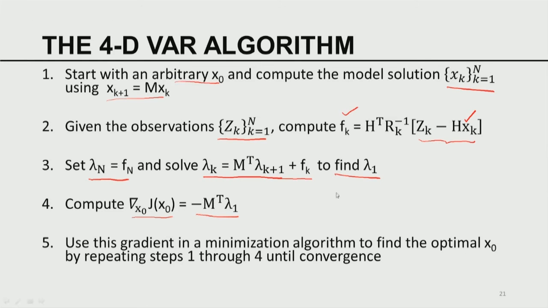So what does it mean? You start with an x naught, you compute the gradient with respect to x naught of J, you go in the negative of the gradient, alpha times gradient of J of x naught, then you say x naught is new. So this is x naught old, you compute the gradient, you subtract alpha times gradient of J, define the new x naught, then start with this new x naught, run the model forward in time, calculate the forecast errors, compute the backward and repeat this loop.